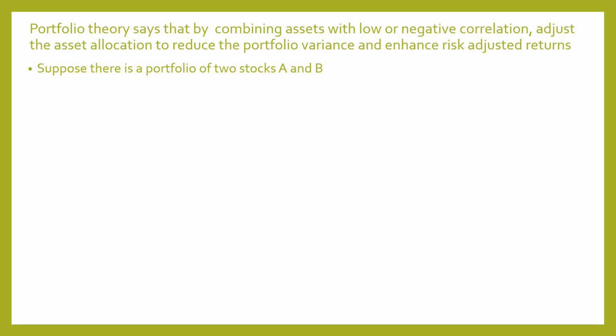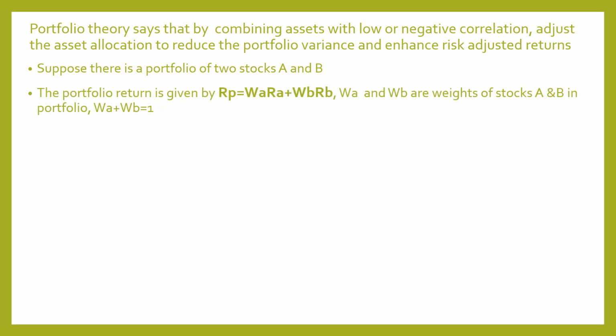Suppose there is a portfolio of two stocks, A and B. The portfolio return is given by the weightage of asset A multiplied by the return of asset A, plus the weightage of B multiplied by the return of B. W_A and W_B are the weights of stocks A and B in the portfolio. W_A and W_B add up to 1.